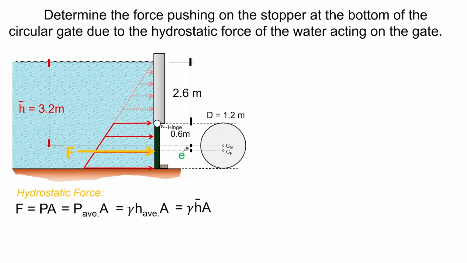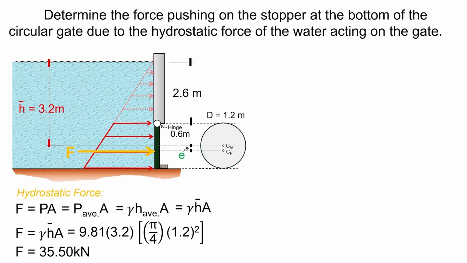So the final formula for the hydrostatic force is gamma, unit weight of the liquid, times H bar, the average depth, times A or area. H bar being the distance from the center of gravity to the water surface. We can substitute the value given. Unit weight, since this is water, is 9.81. H bar is 3.2 meter. Area is pi over 4 times 1.2 diameter squared for circle. And the value is 35.50 kilonewton.